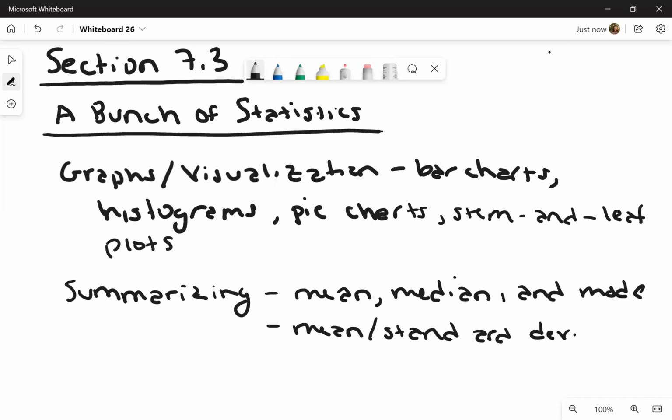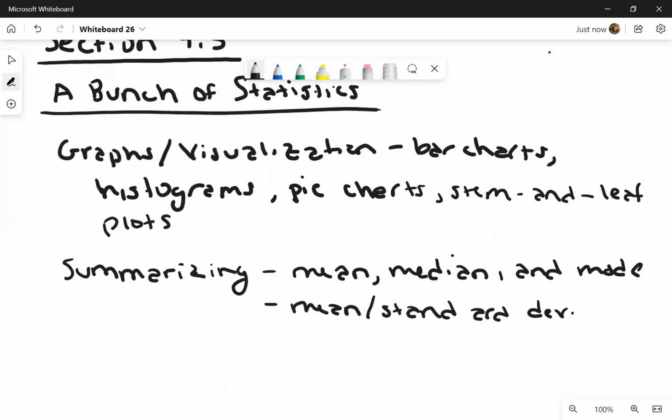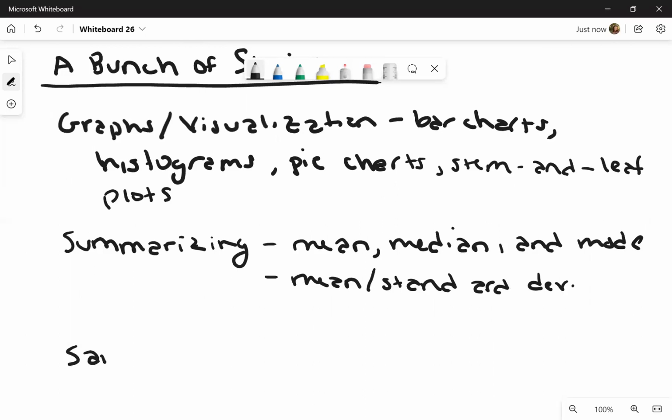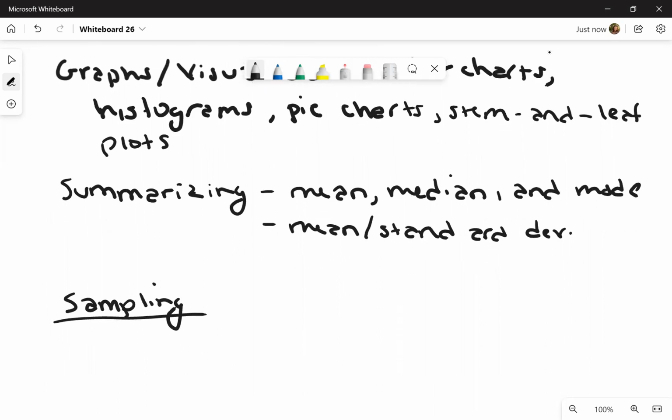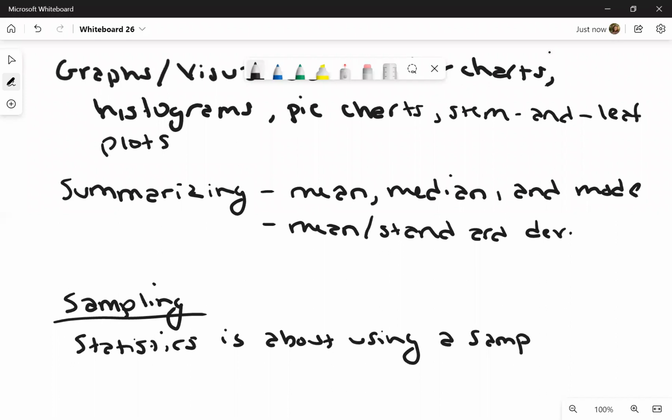Okay. So in order to talk about statistics, you have to talk about samples. With statistics, the idea is to use a sample to represent a population. So statistics is about using a sample to represent a population.